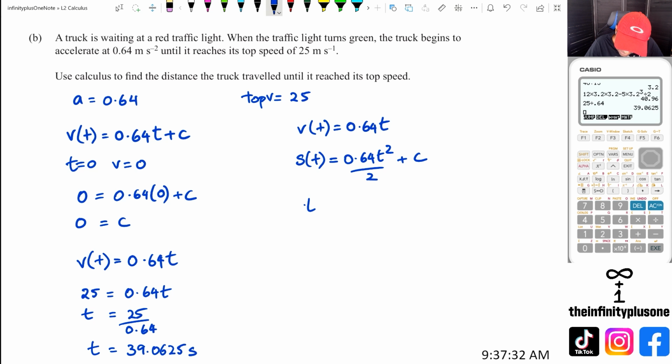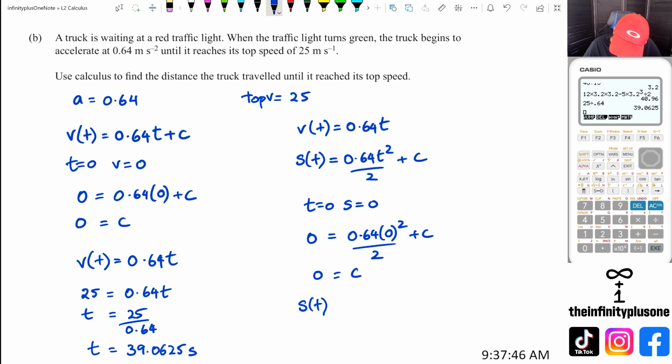So we can say that t is equal to 0, s is equal to 0. So 0 equals 0.64 times 0 squared over 2 plus c, which means that's all going to be 0. So s of t equals 0.64 t squared over 2.